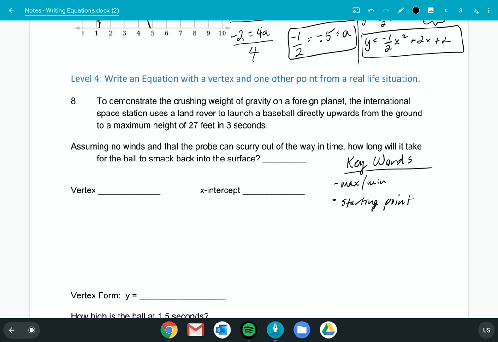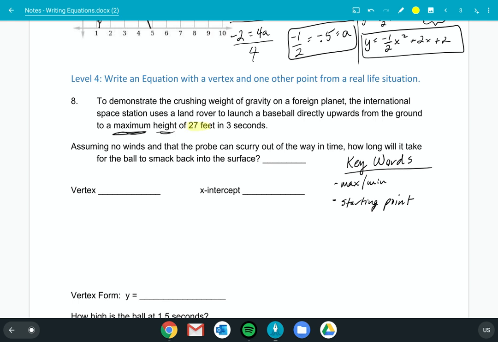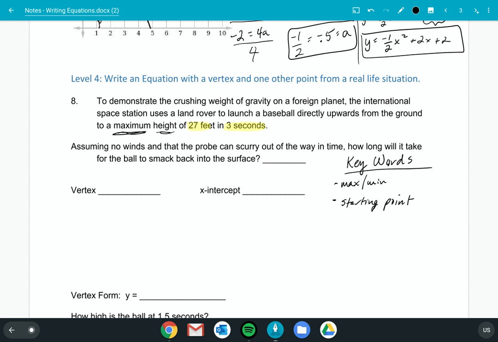So looking at it, in this case, it says to demonstrate the crushing weight of gravity on a foreign planet, the International Space Station uses a Land Rover to launch a baseball directly upwards from the ground to a maximum height of 27 feet in 3 seconds. So just in those last couple of words, I got everything I needed, okay? Because there's that keyword maximum, okay? If it's at a maximum height of 27 feet in 3 seconds, what do you think that represents? My vertex.